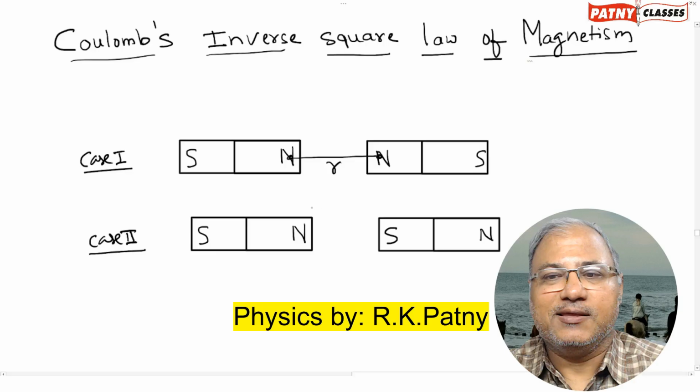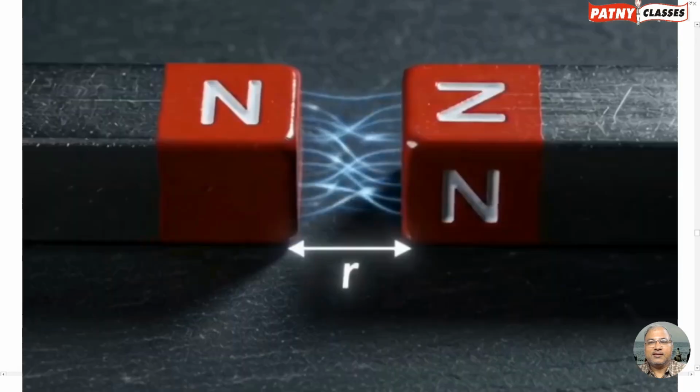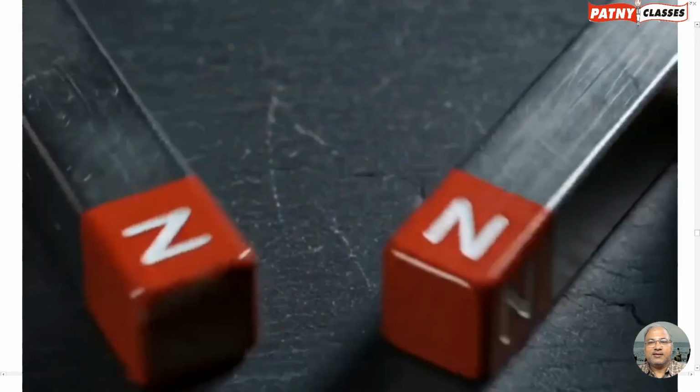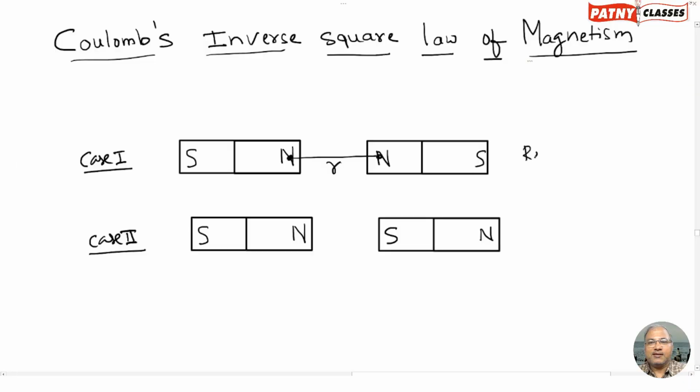Now here I am going to consider two cases, taking two bar magnets in case number one, and these two bar magnets are kept at a distance r from each other. So here is the distance r between the two bar magnets. And when the similar poles are kept facing each other, then there is repulsion, and they repel with certain force, so we say force of repulsion.